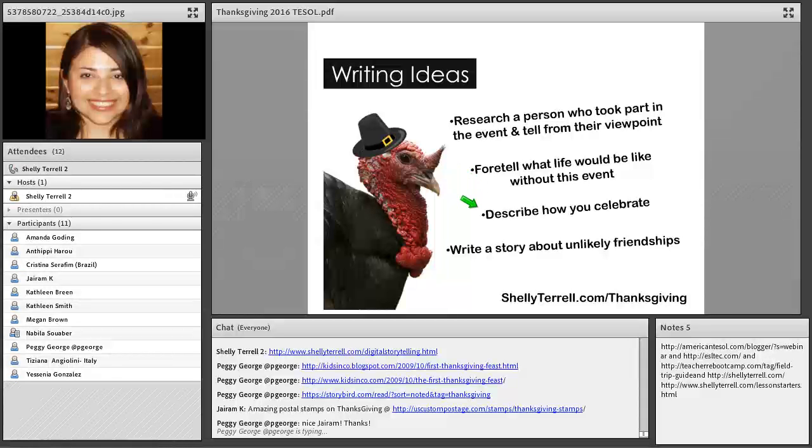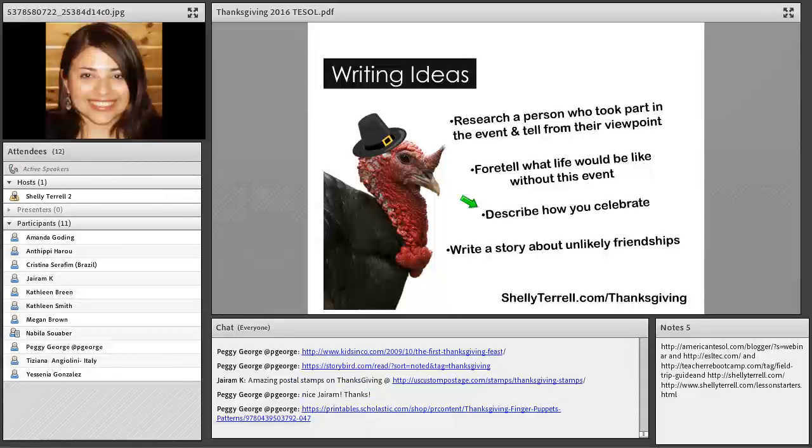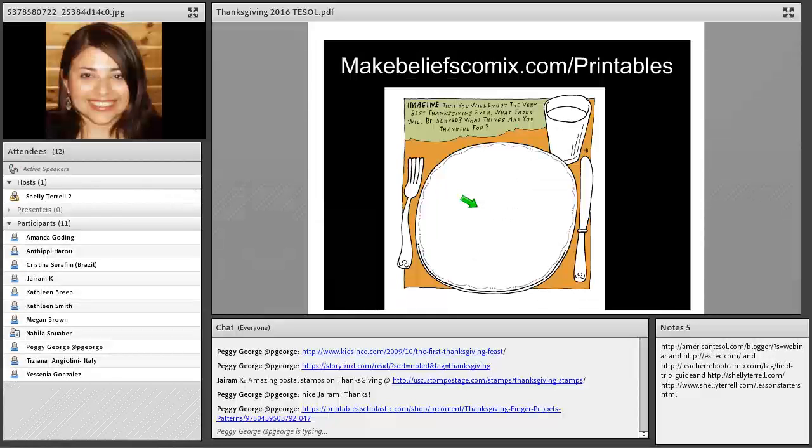Describe how they celebrate different celebrations. They can write a digital story about that. They can write a story about unlikely friendships and how two different cultures and traditions, maybe even ones that are close to them, get along or try to get along.